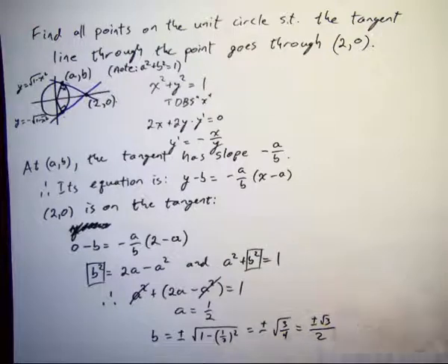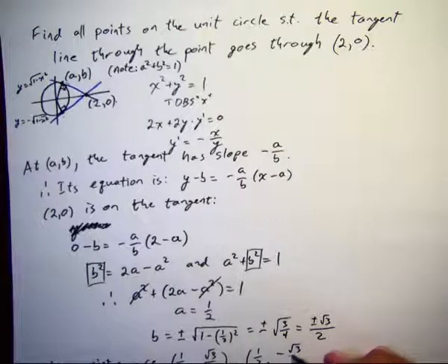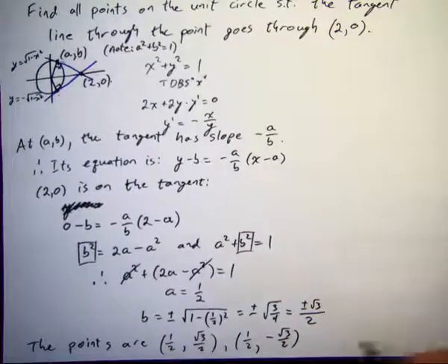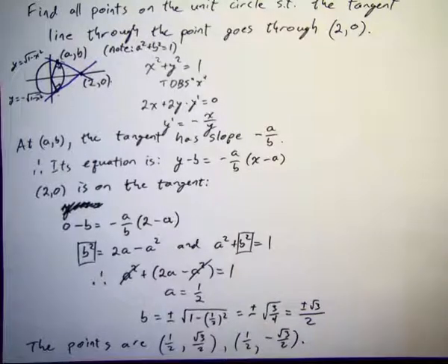No matter what happens with b, once we've got this, the only thing that's left is to state the conclusion. The points are (1/2, root 3 over 2) and (1/2, negative root 3 over 2). Let's shift that up so that it's actually visible, and we're done.